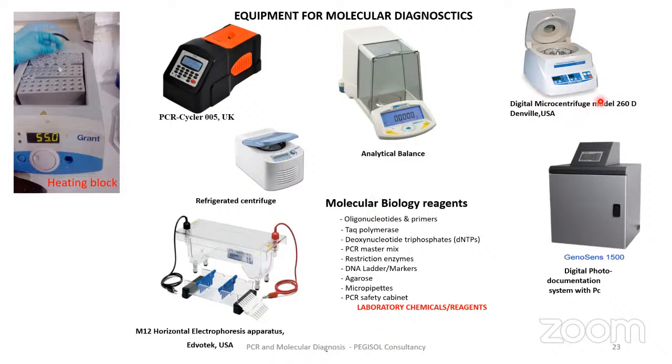Then we have a microcentrifuge that uses the 2 ml tubes instead of the normal 15 ml tubes you have on the bench. Then you have a photo documentation system that takes a picture of your amplified DNA that has been stained, and you can see the bands. Then you have a lot of reagents: the oligonucleotide primer, which we have mentioned, the Taq polymerase, the dNTPs, the master mix, precision enzyme, DNA ladder or marker, agarose, micro.